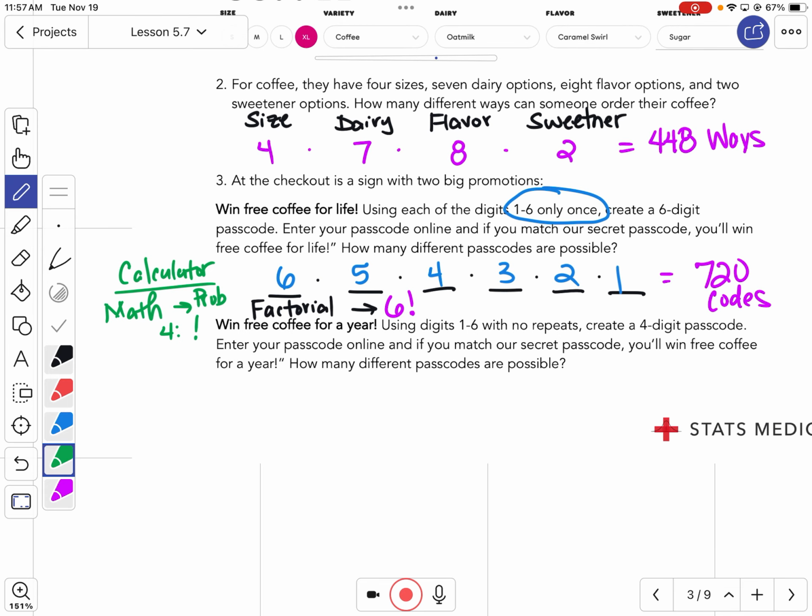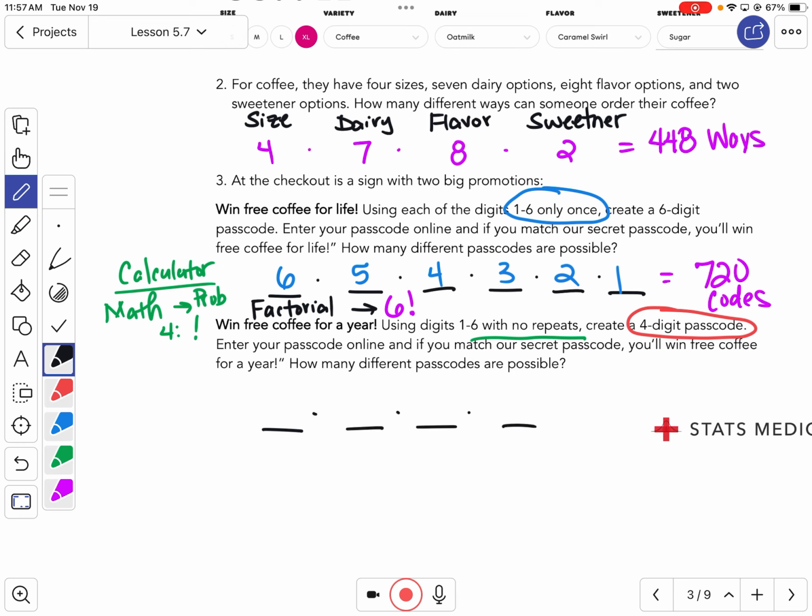All right, well, let's look at how this question changes. It says to win free coffee for a year, using digits 1 through 6 with no repeats, create a 4-digit passcode. Enter your passcode online, and if you match it, you win. So let's look at this. It's still the counting principle, but how many spots do I have to fill this time? Just 4.